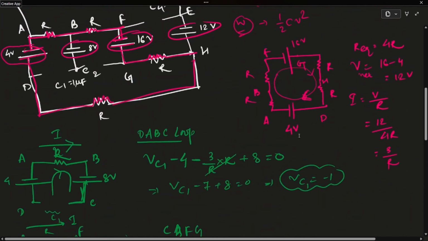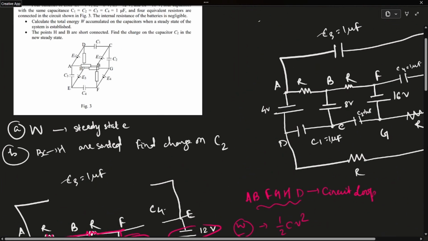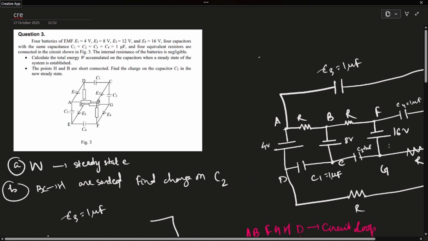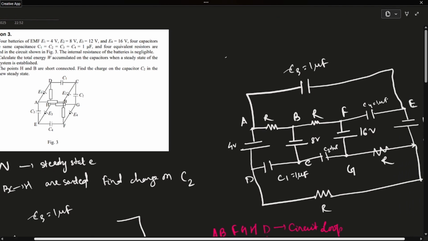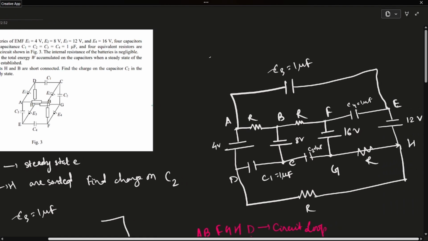Now they said that if we connect B and H, right? B and H. This is point B and this is point H.